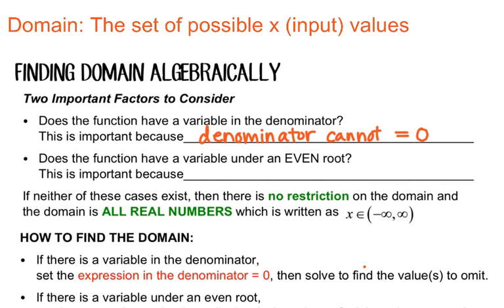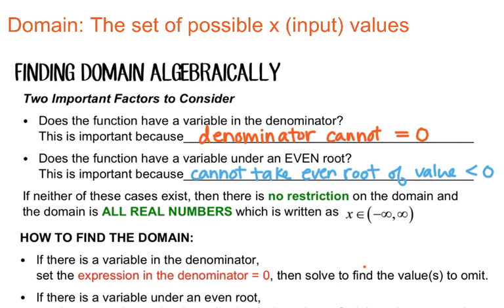The other thing that we consider is, does the function that we're looking at have an even indexed root? And by saying an even indexed root, that means a square root or a fourth root or a sixth root. If I had a fifth root, that would be an odd indexed root. So does the function have a variable under an even root? And why is this important?